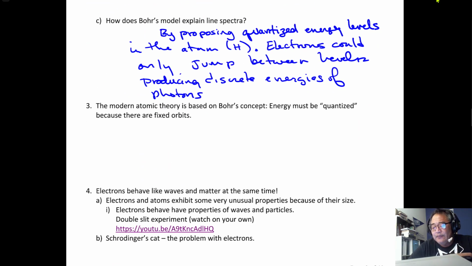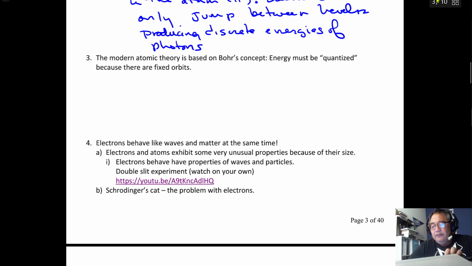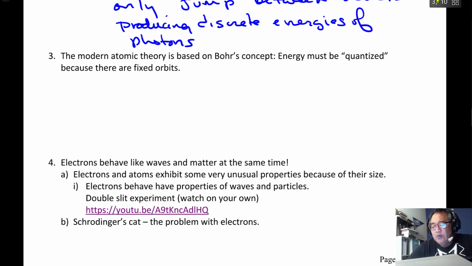So modern atomic theory and quantum mechanics is just based on this quantized or fixed levels of energies for the orbits.